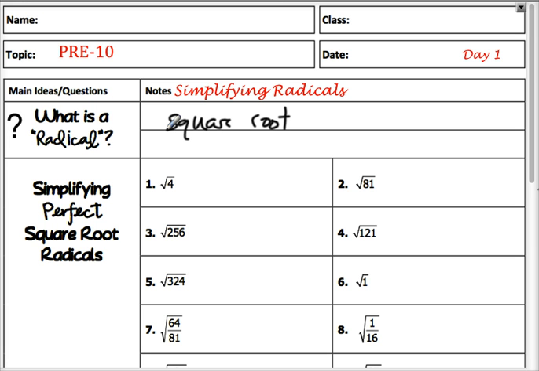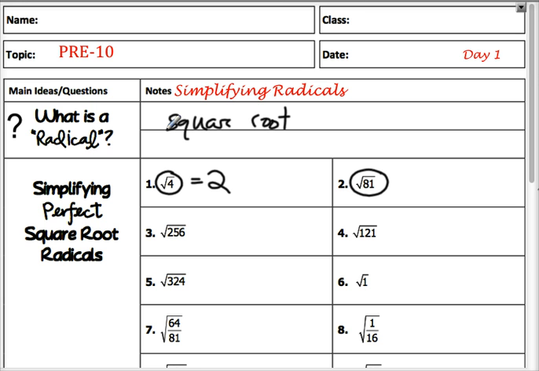Okay? Now, when you take the square root of something, basically what you're looking for is what number times itself gives you this number. So when you're looking at the square root of 4, you're looking for what times itself gives you 4. Well, plug into the calculator, you get 2.